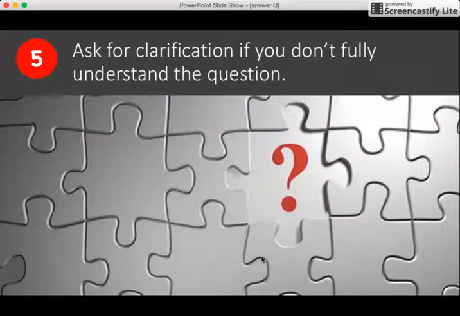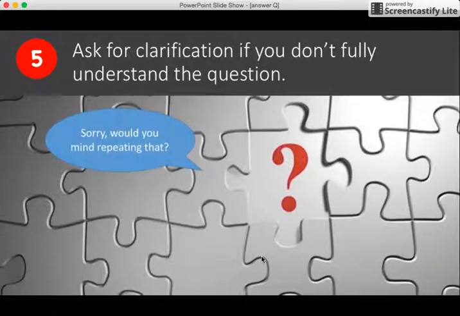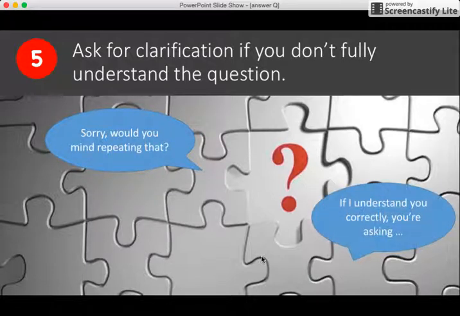Number 5, ask for clarification if you don't fully understand the question. It's very important that you understand the question so you're answering the question that they're asking. So a simple phrase like, sorry, would you mind repeating that? Or, if I understand you correctly, you're asking, and then paraphrasing their question.